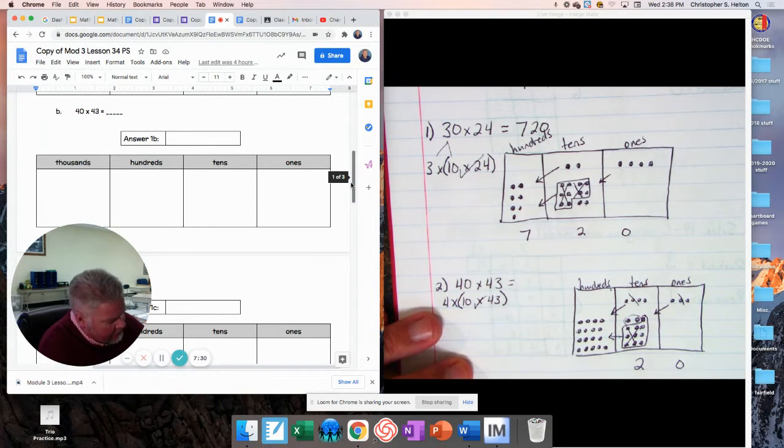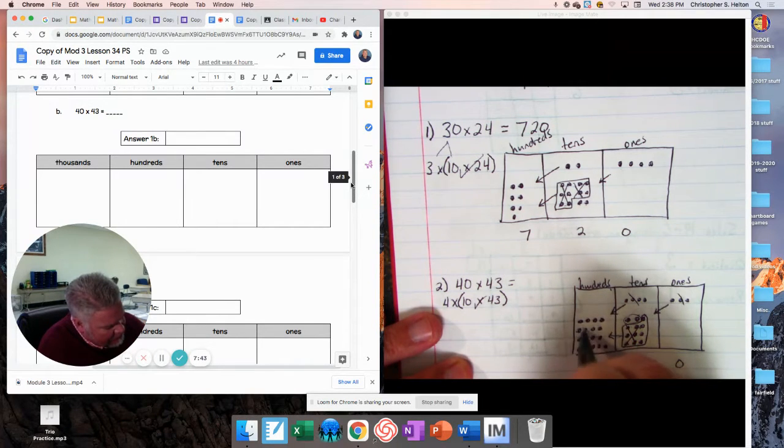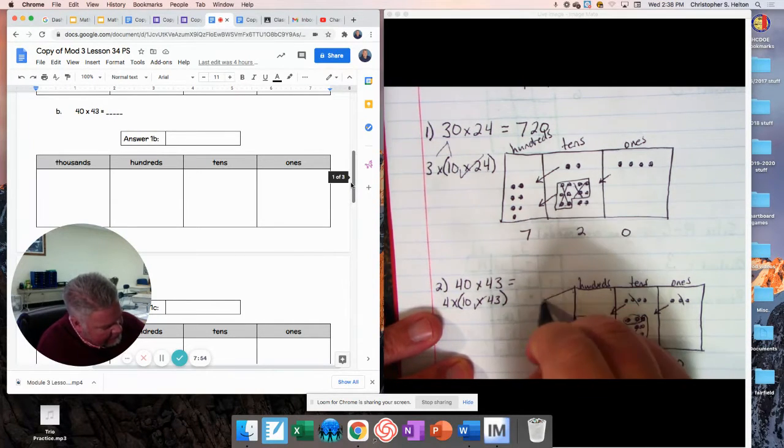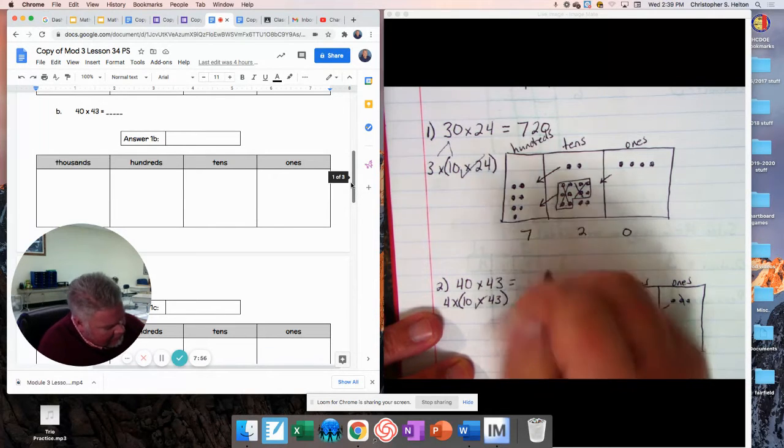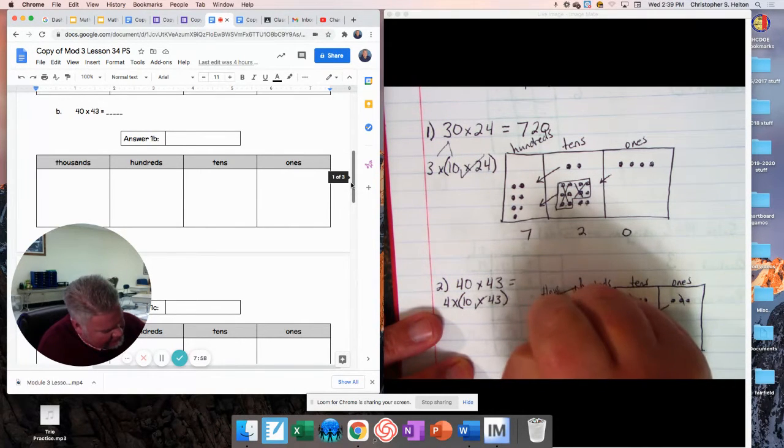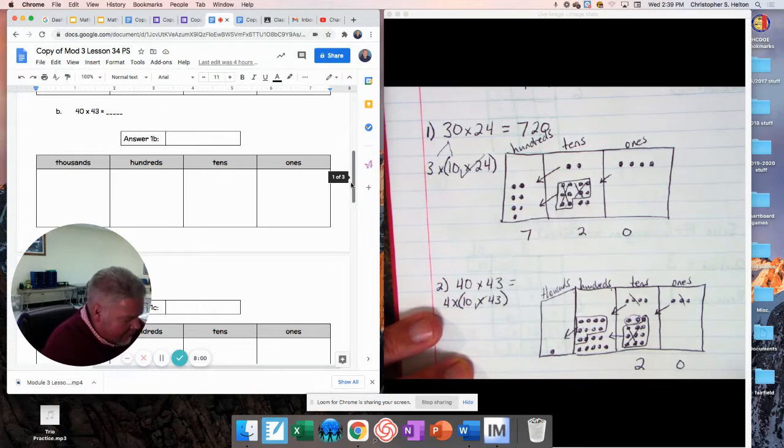Now let's see how many hundreds we have. 1, 2, 3, 4, 5, 6, 7, 8, 9, 10, 11, 12, 13, 14, 15, 16, 17. Well, we're going to have to take 10 of these and move them over. 1, 2, 3, 4, 5, 6, 7, 8, 9, 10. So we're going to take these 10 hundreds and move them over. We don't have a thousands place, but we will. We'll draw one real quick. Thousands. It's kind of a crooked box, isn't it?